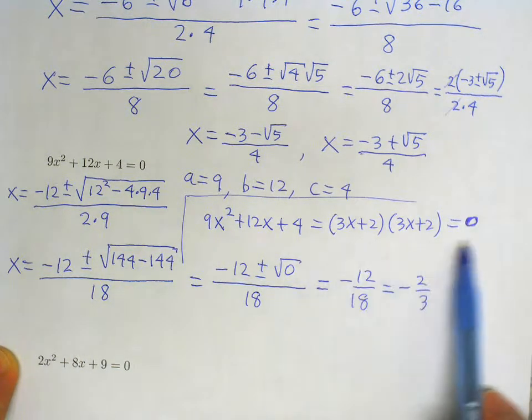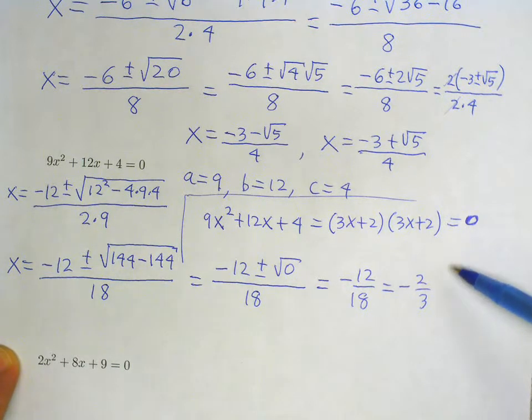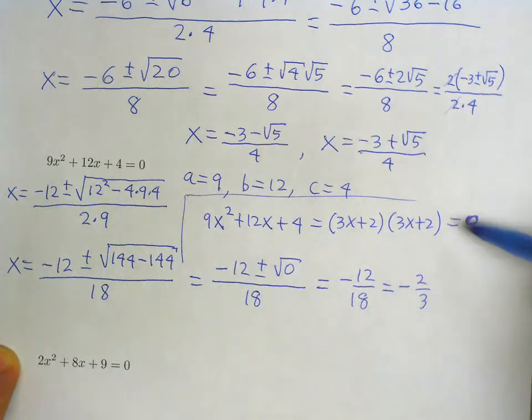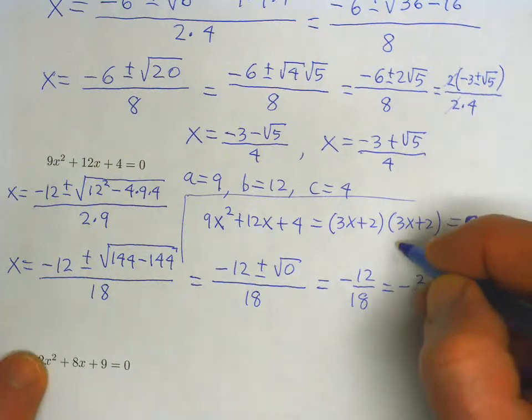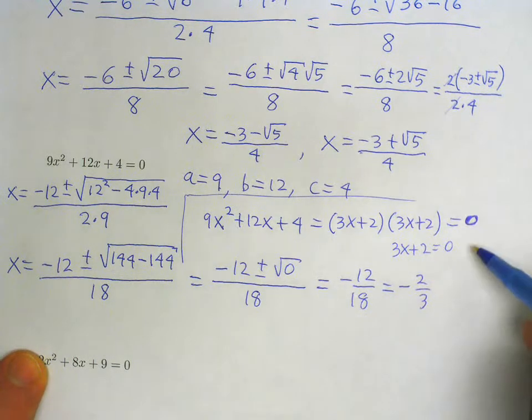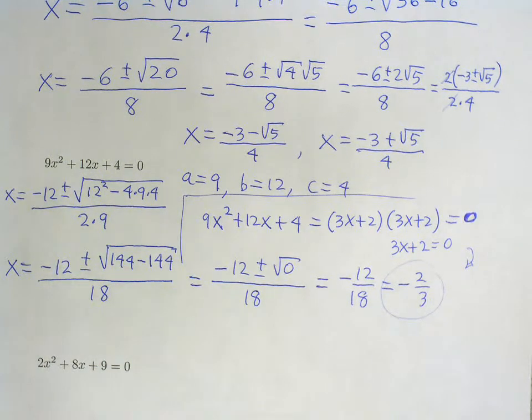And if the product is 0, then we can set one factor equal to 0 and solve. So you can tell pretty much by looking, if you solve 3x plus 2 equals 0, subtract 2 from both sides and then divide both sides by 3, you get the same solution we got, negative 2/3, by using the quadratic formula.